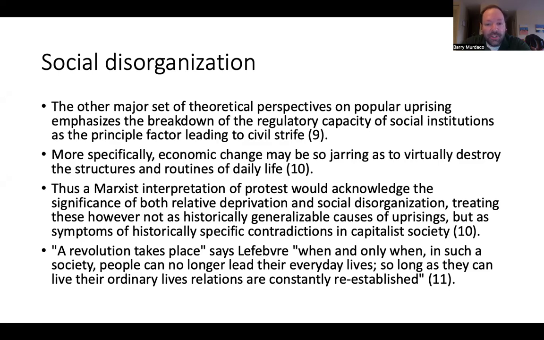They go on to say, thus, a Marxist interpretation of protest would acknowledge the significance of both relative deprivation. Again, the other term that they use for economic pressure, basically, and social disorganization. So they argue that the Marxist interpretation brings both schools together to a certain extent, treating these, however, not as historically generalizable causes of uprisings, but as symptoms of historically specific contradictions in capitalist society. So here, once again, emphasizing this notion of contradiction as well.